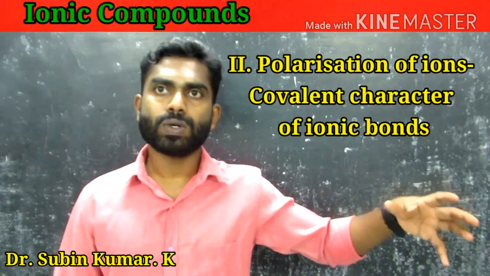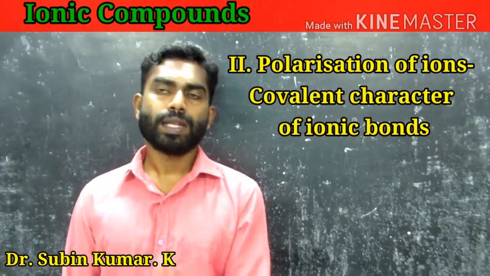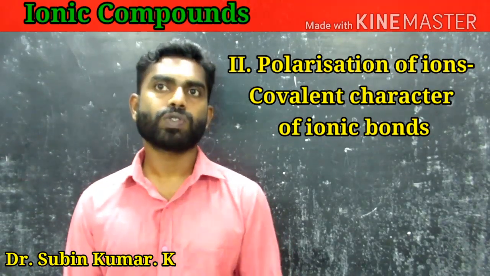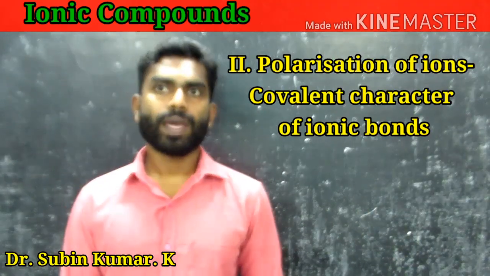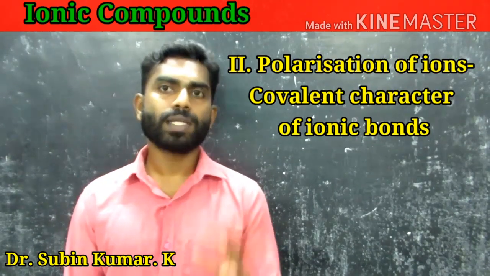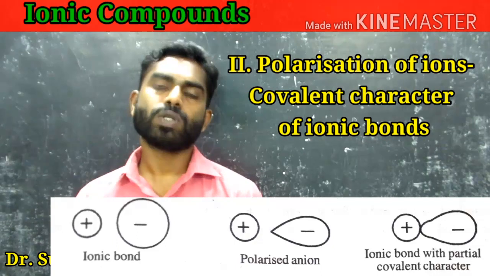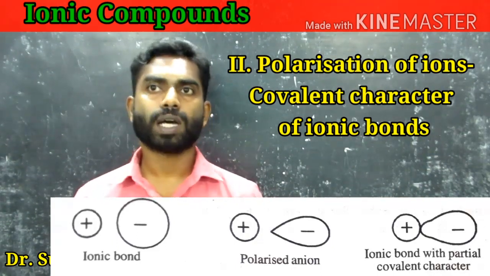Okay, so when the cation and anion approach, the net positive charge of the cation attracts the electron cloud of the anion towards itself, and simultaneously the cation's positive charge repels the positive nuclear charge of the anion.